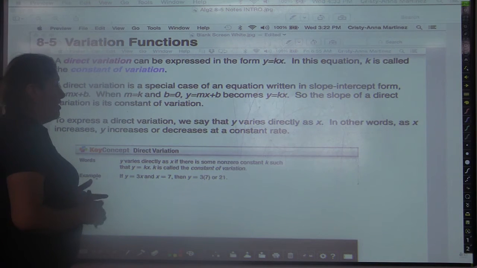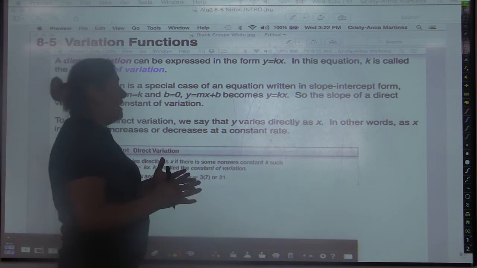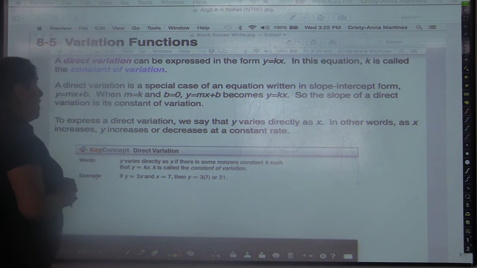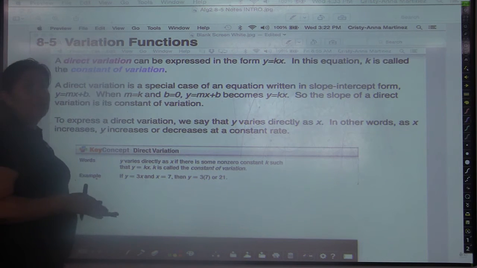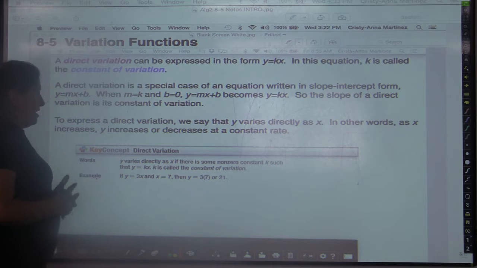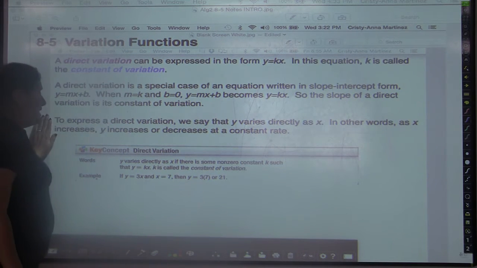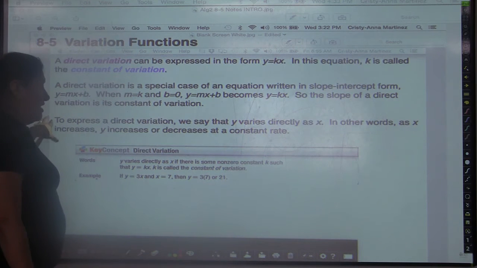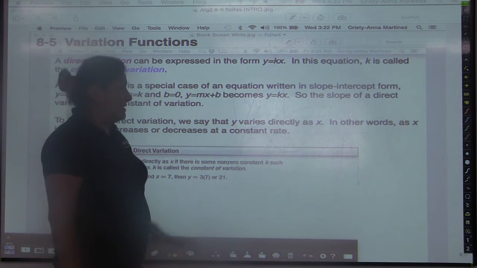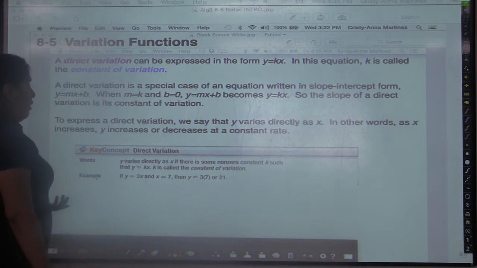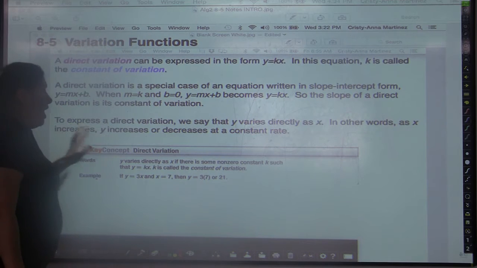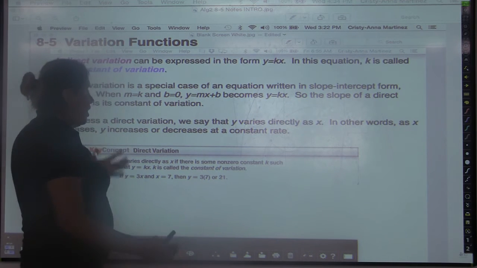So that's one thing. The other thing is that because there's no b, all direct variation equations will pass through the origin, because the y-intercept will be 0, and so therefore (0, 0). So that's another item of interest. To express a direct variation, we usually say something like y varies directly as x. That's one way that we express it. In other words, it's basically saying that as x increases, y increases or decreases at a constant rate.